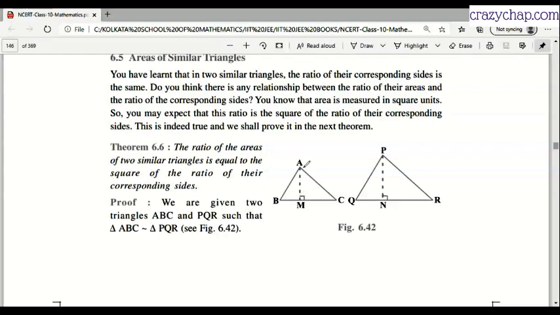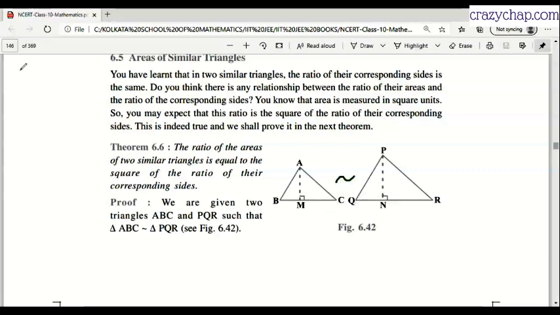Now, what we are learning new is, if there are two triangles which are similar, if triangle ABC is similar to triangle PQR, then the corresponding side ratios squared will be equal to the ratio of their areas. Let me explain, don't worry.